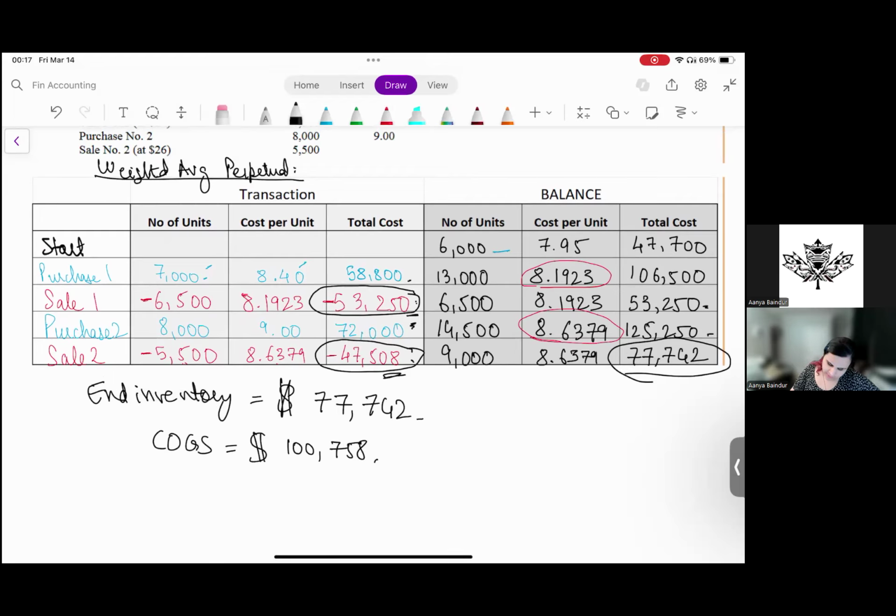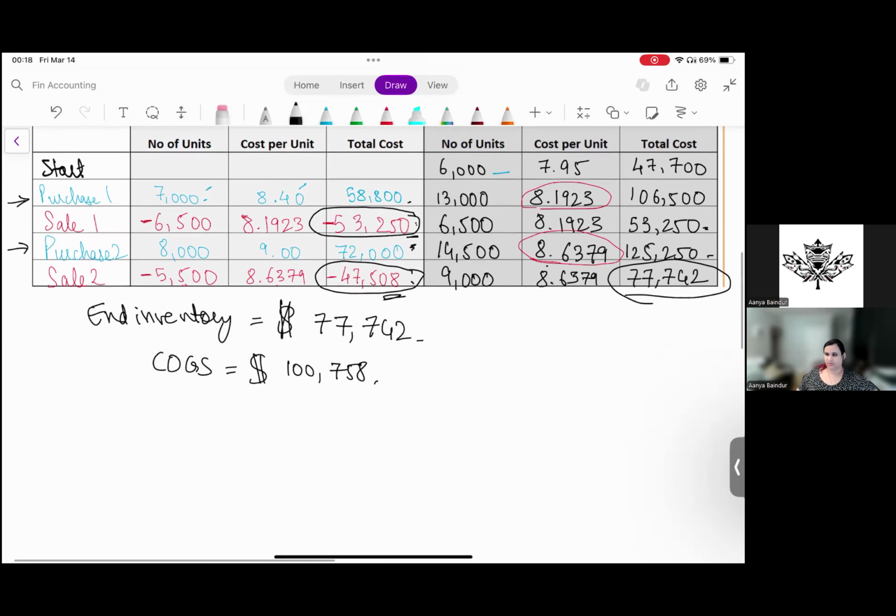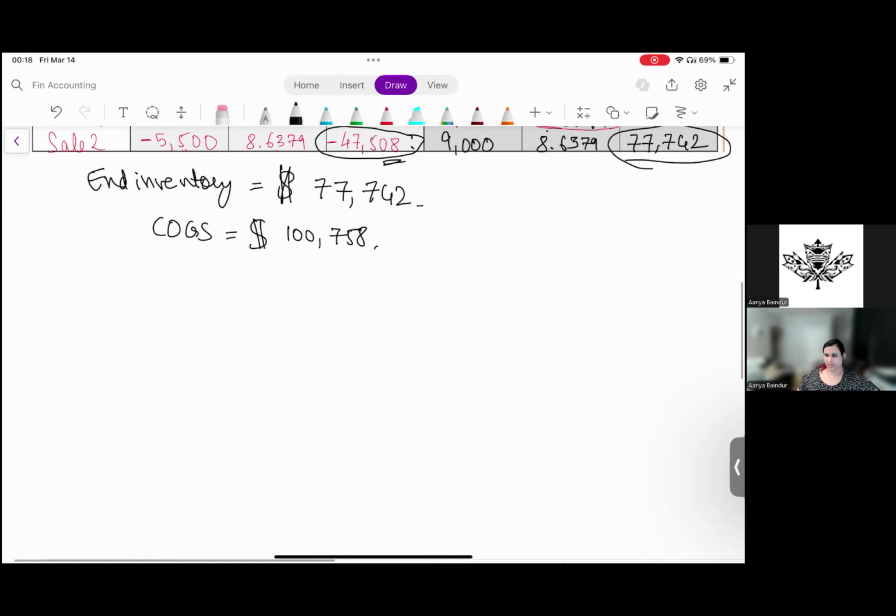So again, as you notice, every time we make a purchase, the weighted average price changes. Now, similarly, this was weighted average perpetual. Let's go ahead and do weighted average periodic. So in this case, we need to find the weighted average price for the whole transaction, and we'll be using that one number as the weighted average for when we need to find any of the values. So when we need to know what the end inventory is, when we need to know what the cost of goods sold is, we're going to use that weighted average price to multiply by everything.